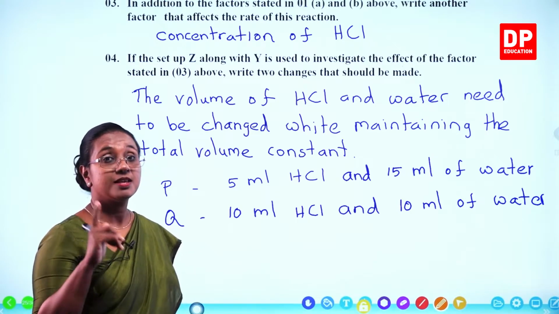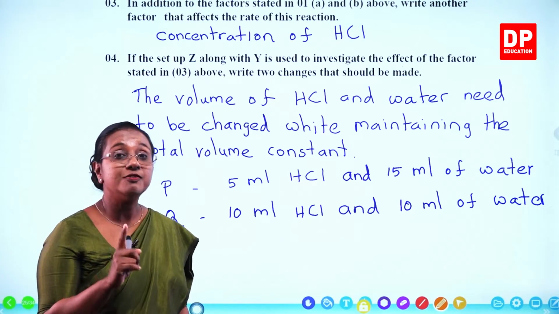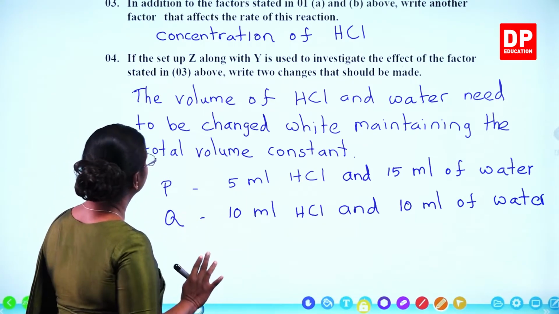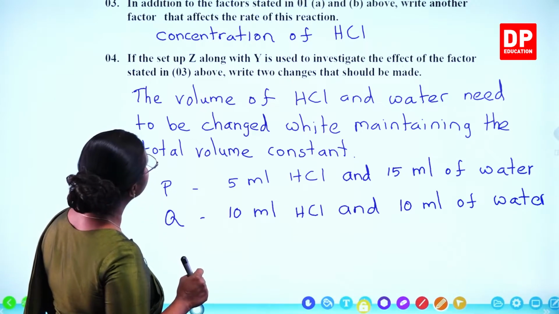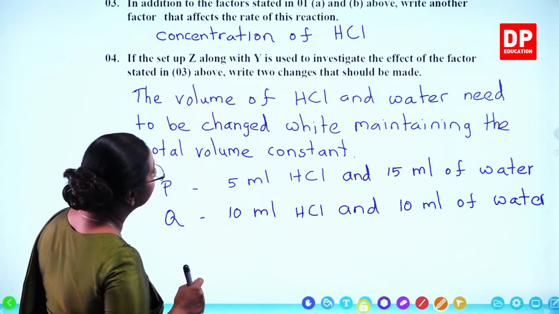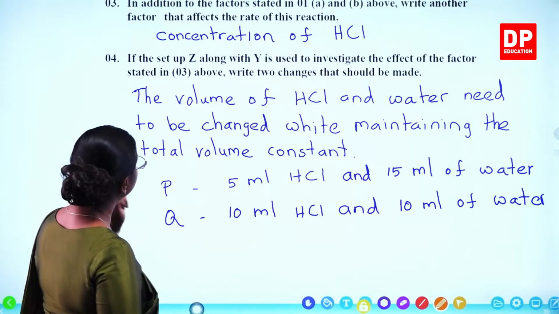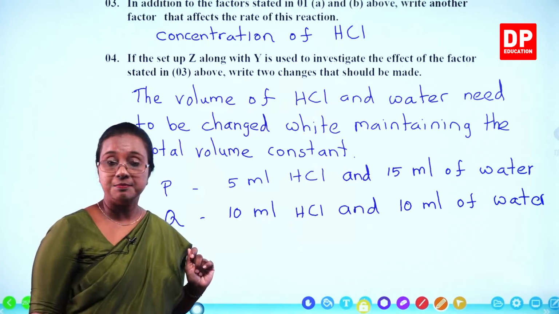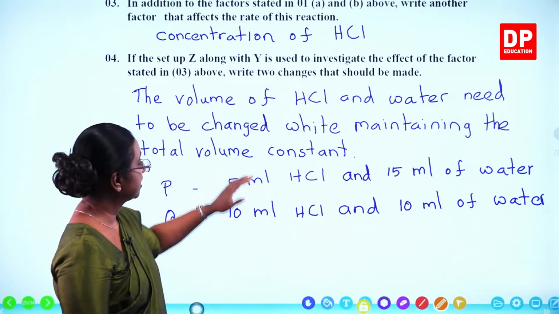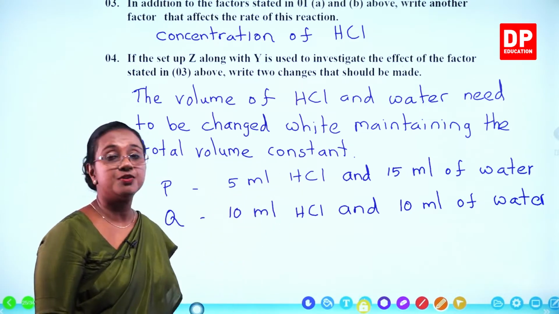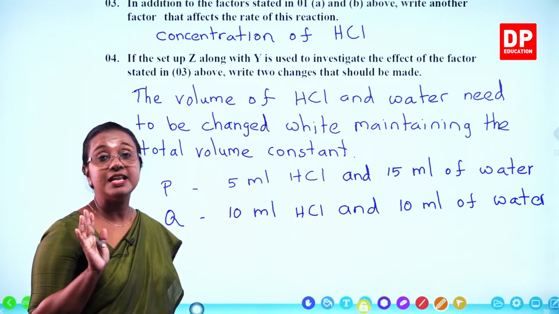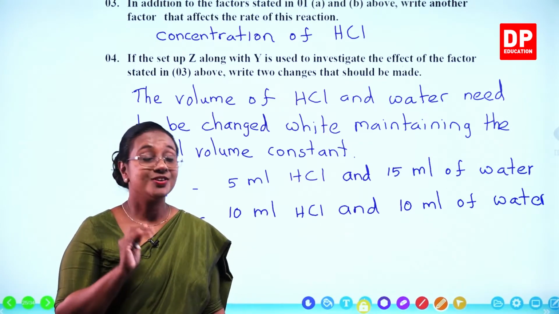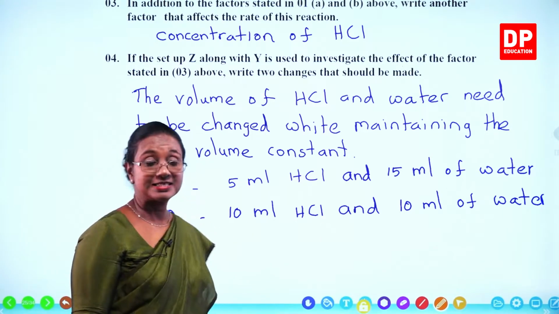So you all know that, students. When we are trying to demonstrate the effect of one factor, the other factors have to be constant. So that is how we do the activity. If the setup Z along with Y is used to investigate the effect of the factor stated in 3 above, that is concentration of HCl, write 2 changes that should be made. So these are the 2 changes. Change the volume of HCl and change the volume of water, but maintain the total volume constant. Is that clear to you all, students? So with that, we will move on to the next slide.